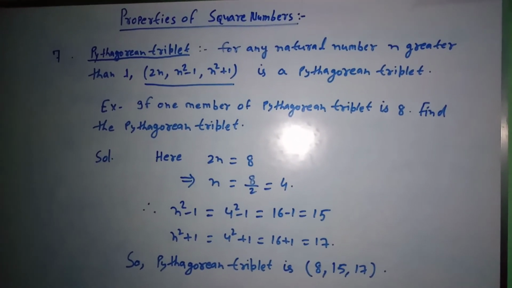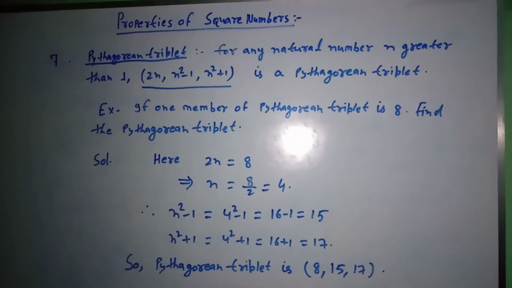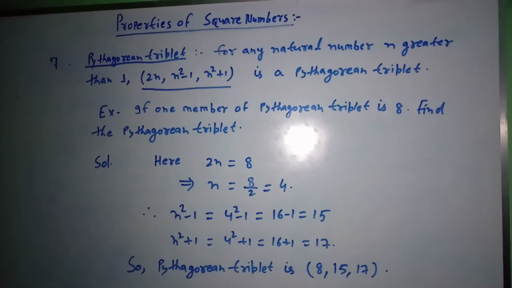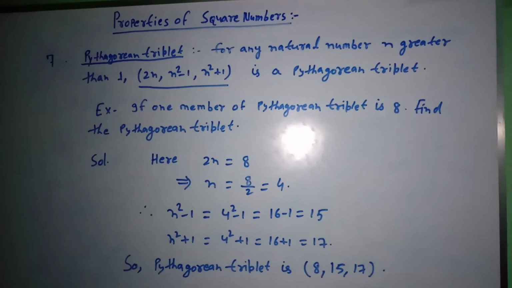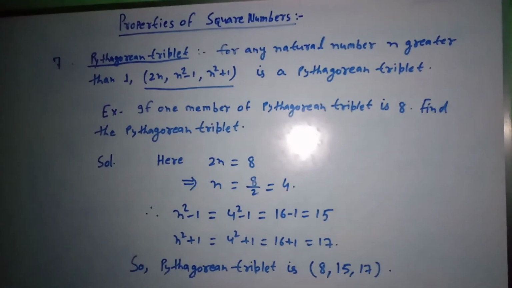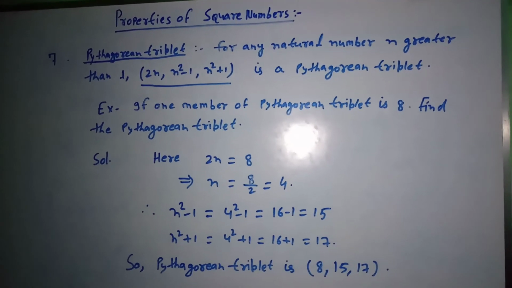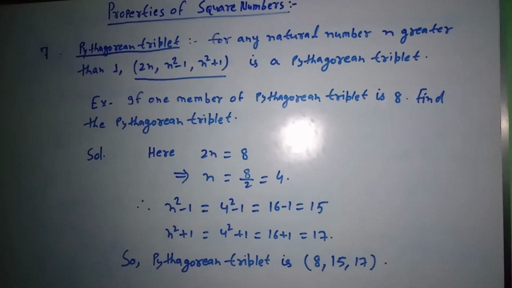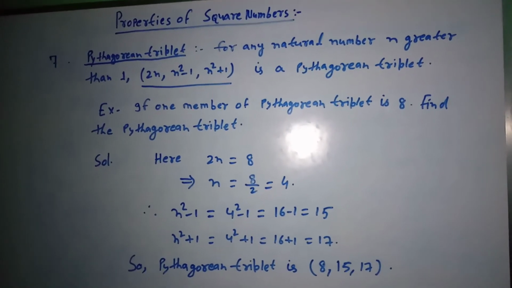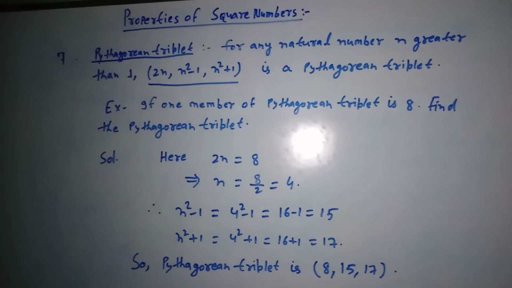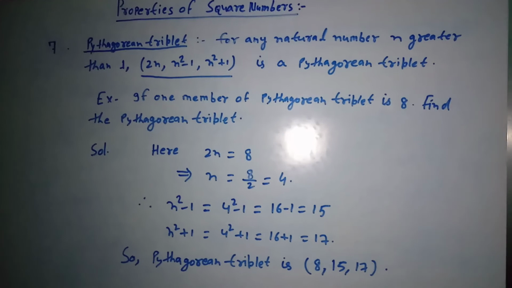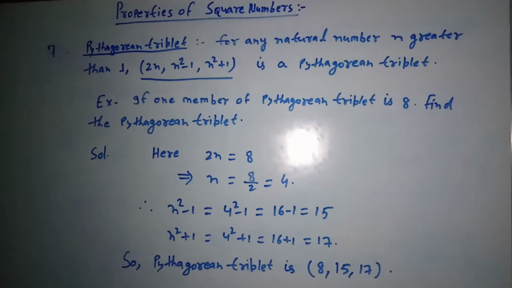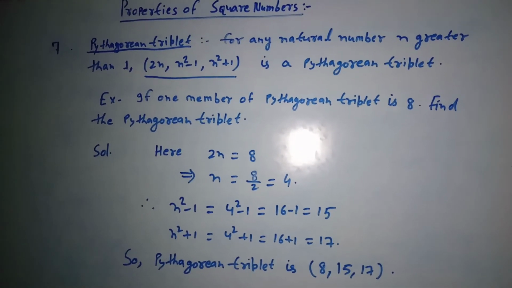Therefore n square minus 1 equal to 4 square minus 1 equal to 16 minus 1, that means 15, and n square plus 1 equal to 4 square plus 1 equal to 16 plus 1, that is 17. So we obtain the Pythagorean triplet, that is 8, 15 and 17. Got it? So these are the properties of a square number. Understood?